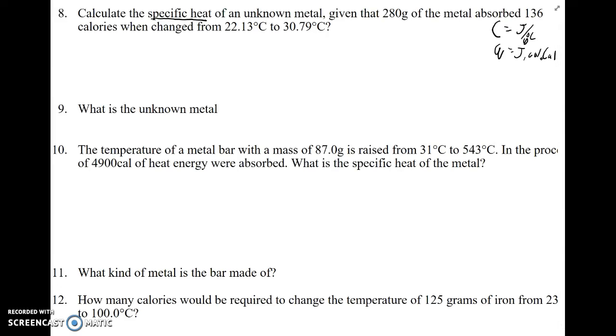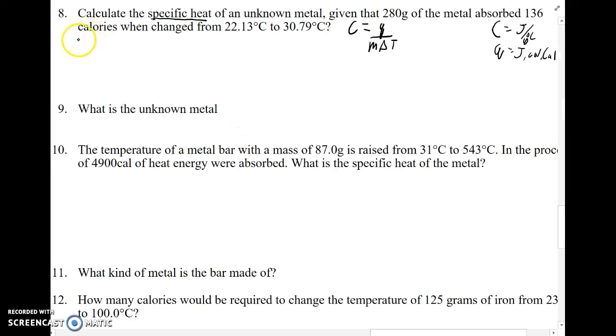So this is asking me for specific heat, so I need to solve for C. So we're going to use C equals Q over M delta T. Keep in mind, this is exactly the same equation as Q equals MC delta T. We have just solved for C to make it a little bit easier.